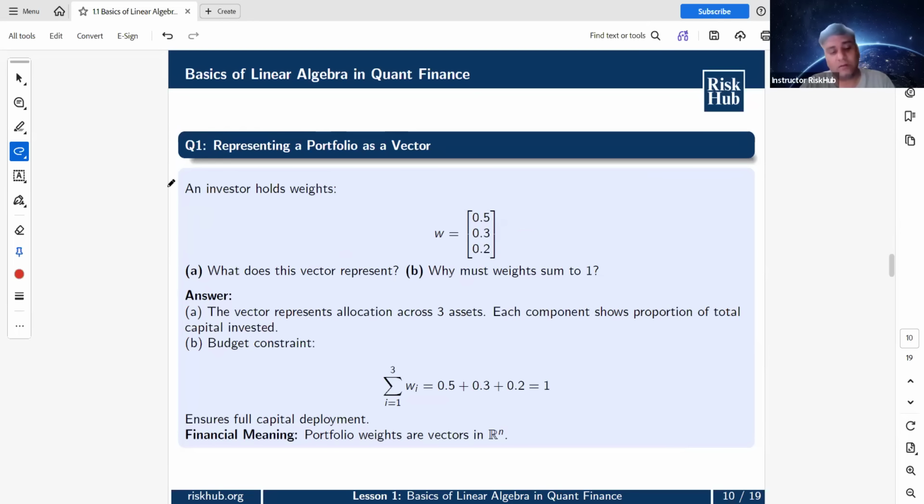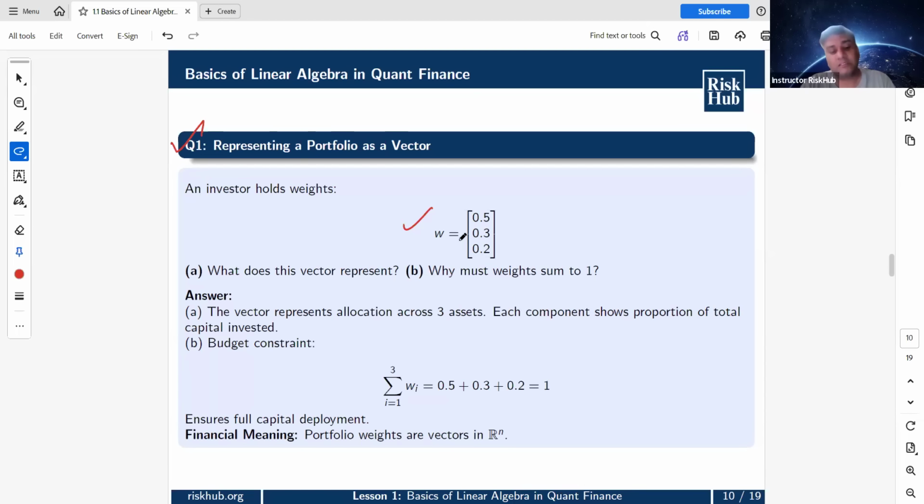We are trying to think about representing a portfolio as a vector. The portfolio weights are given as 0.5, 0.3, and 0.2. This means 50% in asset 1, 30% in asset 2, 20% in asset 3. The weights must sum to 1 because the full capital is allocated. So 0.5 plus 0.3 plus 0.2 is equal to 1. This is called the budget constraint.